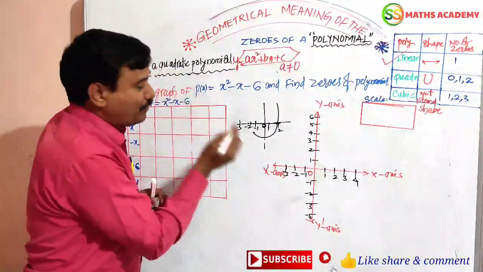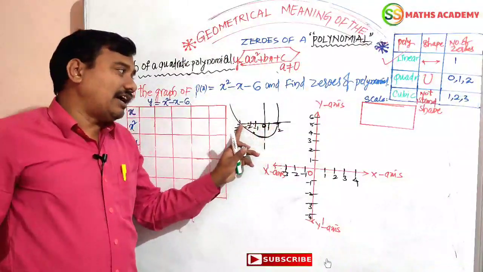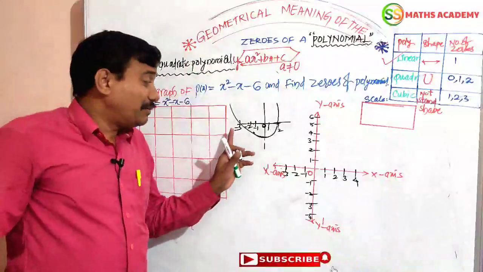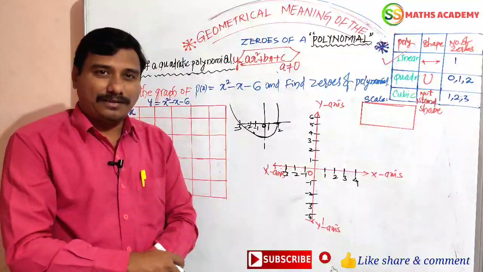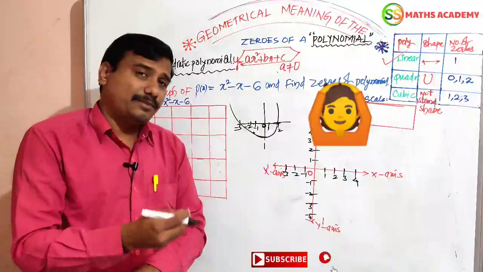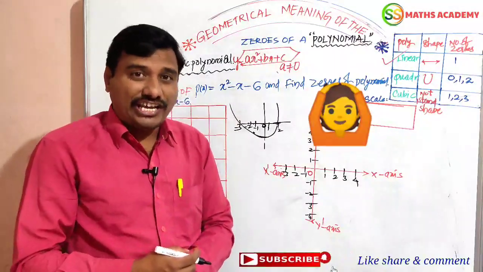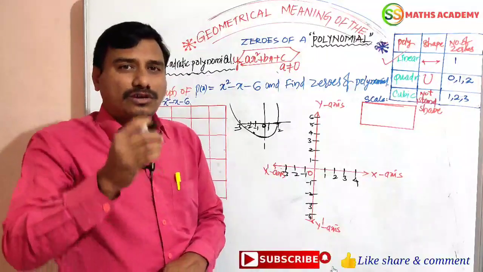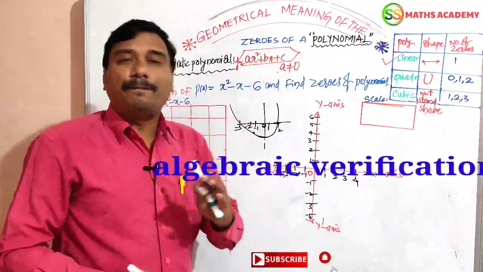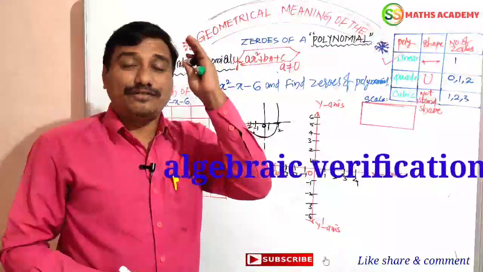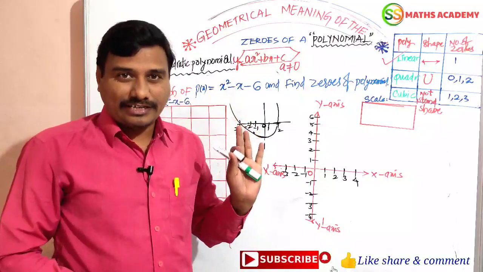You want to extend the graph. You should extend the graph like this. This graph will intersect the x-axis at 2 and minus 3. But minus 3 is not a zero of this given polynomial. So your answer is absolutely wrong. In this way, we make mistakes. Without mistakes, you have to draw the perfect graph with perfect intersecting points. Compulsorily, algebraical verification is very mandatory, dear friends.